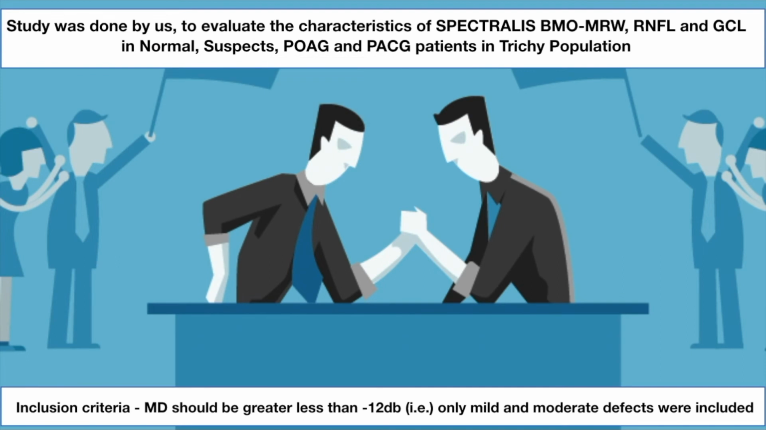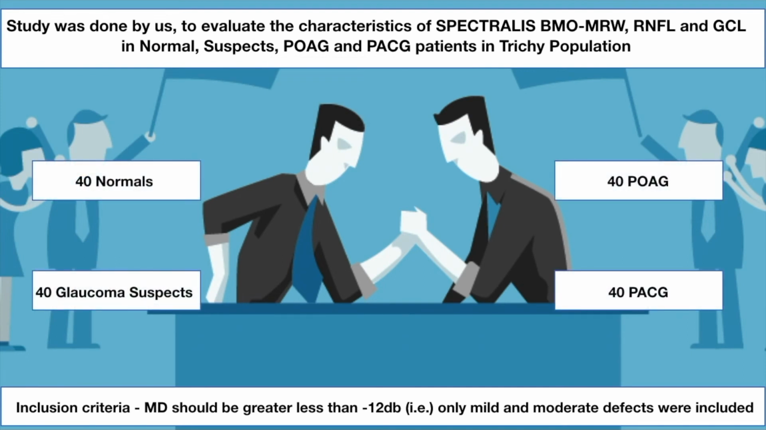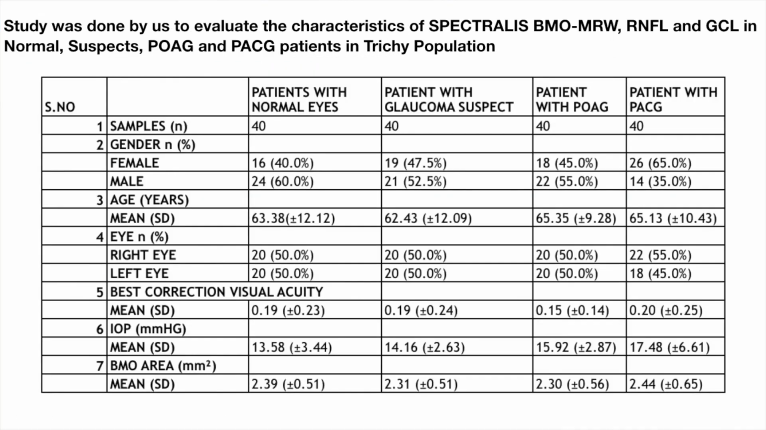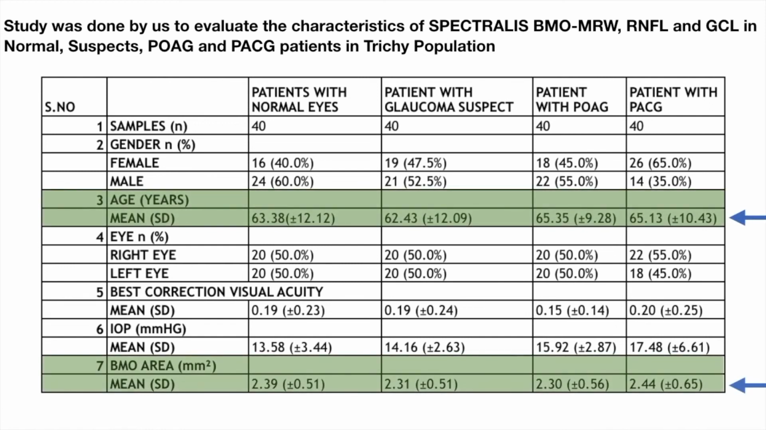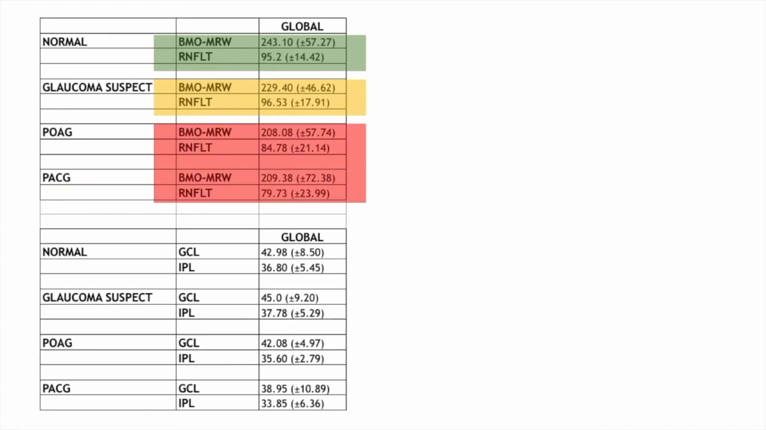A study on BMO-MRW characteristics was done involving 160 patients: 40 normals versus 40 suspects versus 40 POAG versus 40 PACG, age matched and studied. BMO-MRW was highest in the normal group. BMO-MRW of suspects was lesser than normal and lowest in the POAG and PACG groups.